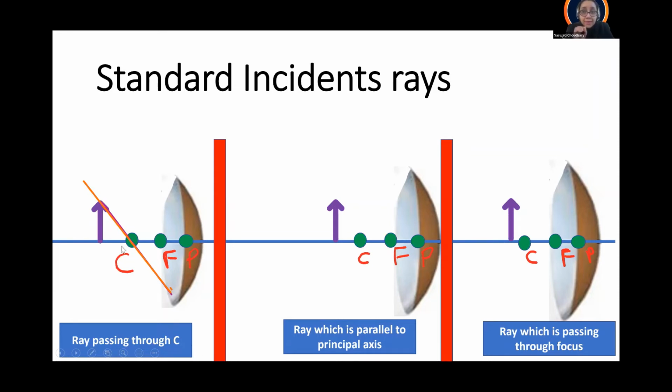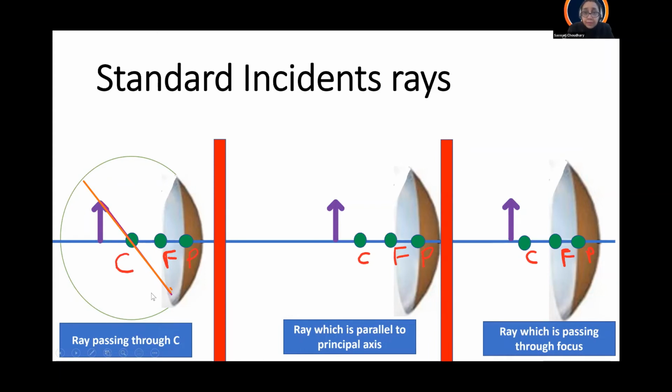Okay. Now I'll tell the reason why it is so. We'll not memorize. We'll understand the reason behind it. Now what happens? You can see that this center is a part of the circle, right? And the center of curvature is the center of the circle. That means this particular ray is the diameter of this particular circle, right?